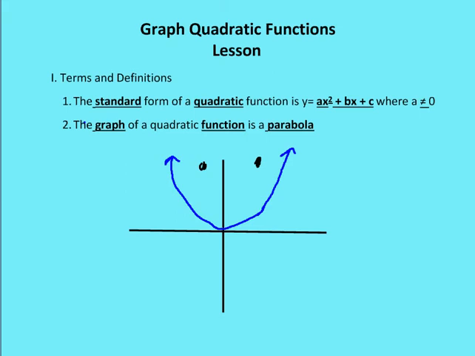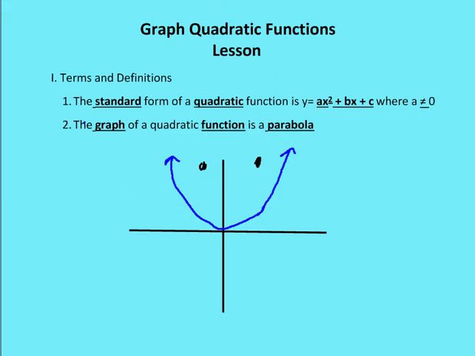The graph of a quadratic function is a parabola. And you can see that in this case I've drawn little two eyes, so I've got a happy face parabola. The parabola is opening up. So standard form of a quadratic function, ax squared plus bx plus c, where a is something other than 0. And the graph of a quadratic function is a parabola. So parabola is in a U shape.